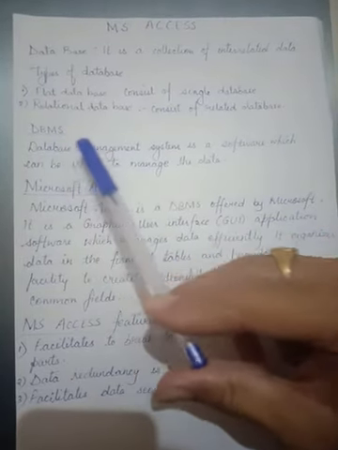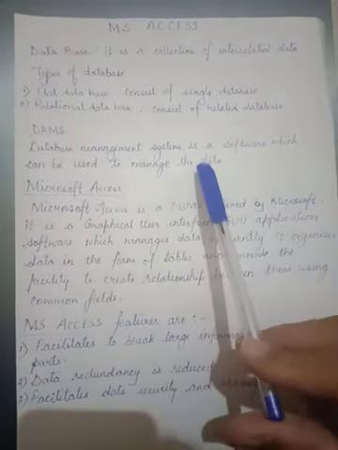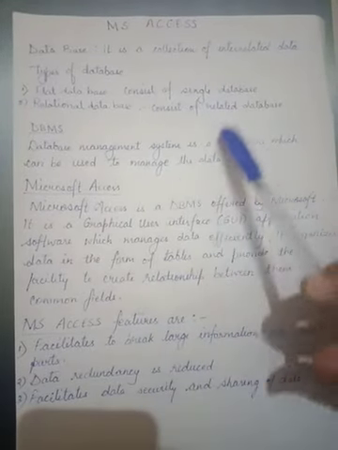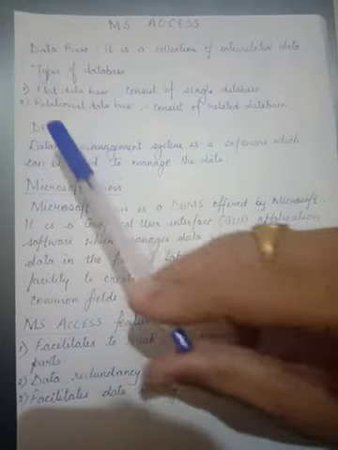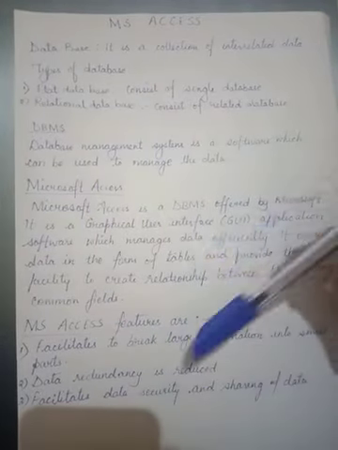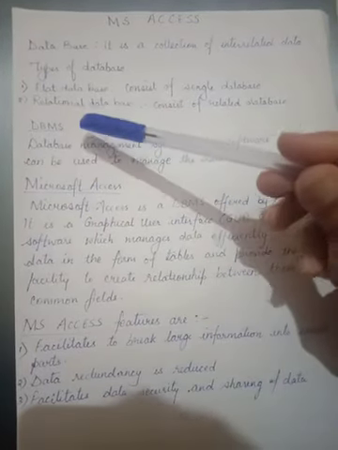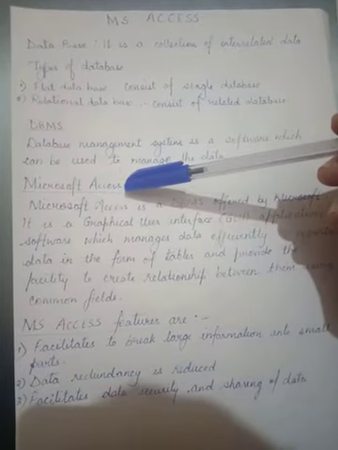DBMS, Database Management System, is a software which can be used to manage the data. All this data is being managed by a particular software. That particular software we will call a DBMS. Those software which manage the database are called DBMS, and the example is Microsoft Access.